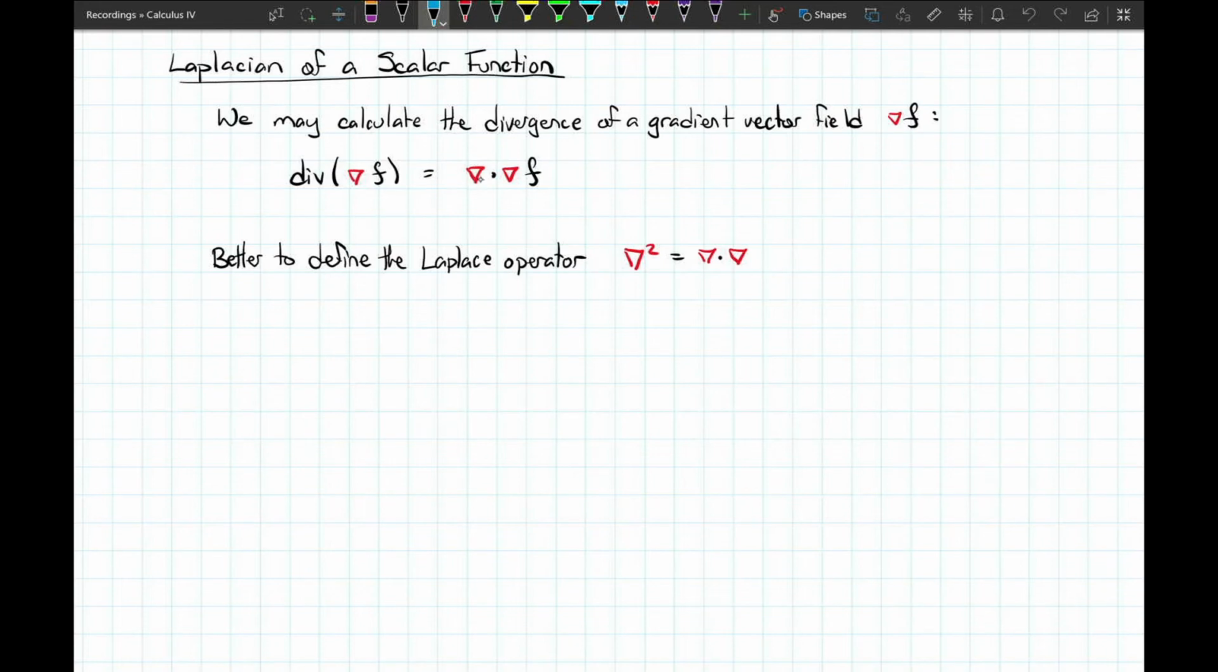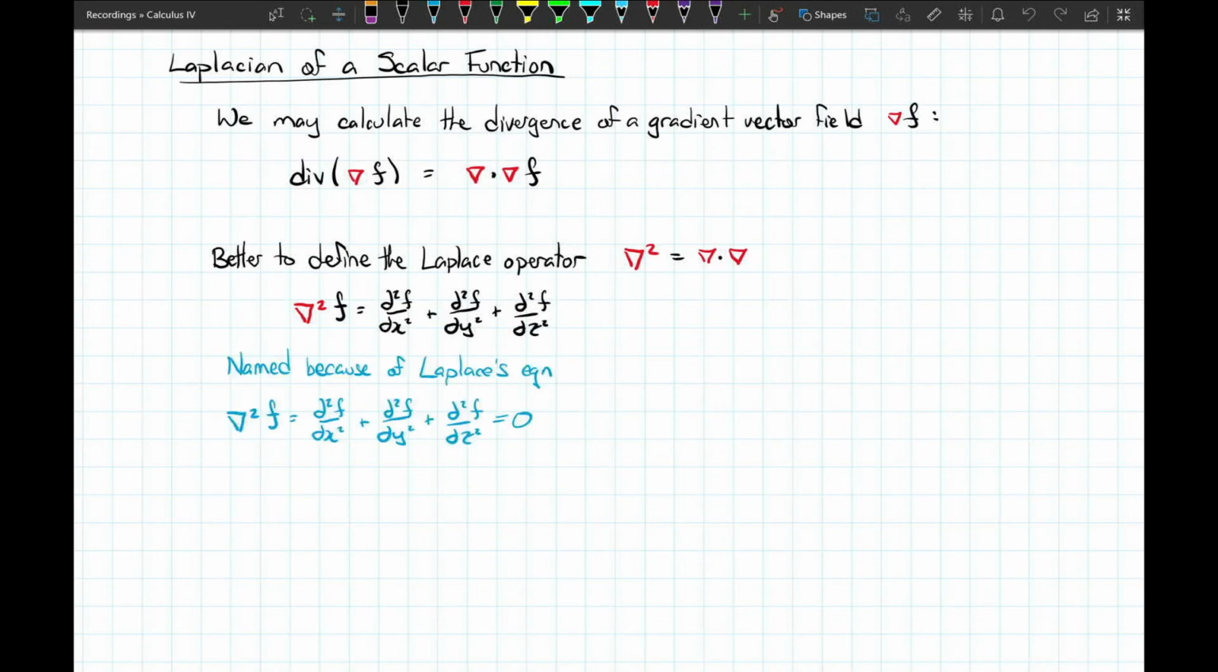Now this notation of nabla dot nabla looks a little bit weird, so we just tend to write that as nabla squared. If our function is in 3 dimensions, let's say f is a function of x, y, and z, then the Laplacian of f would be just the sum of the second partial derivatives. And now it's named the Laplacian because of Laplace's equation. Laplace's equation is where we want to have this sum equal to 0. And in fact, any function that satisfies this equation where the Laplacian equals 0, we say that it is harmonic.